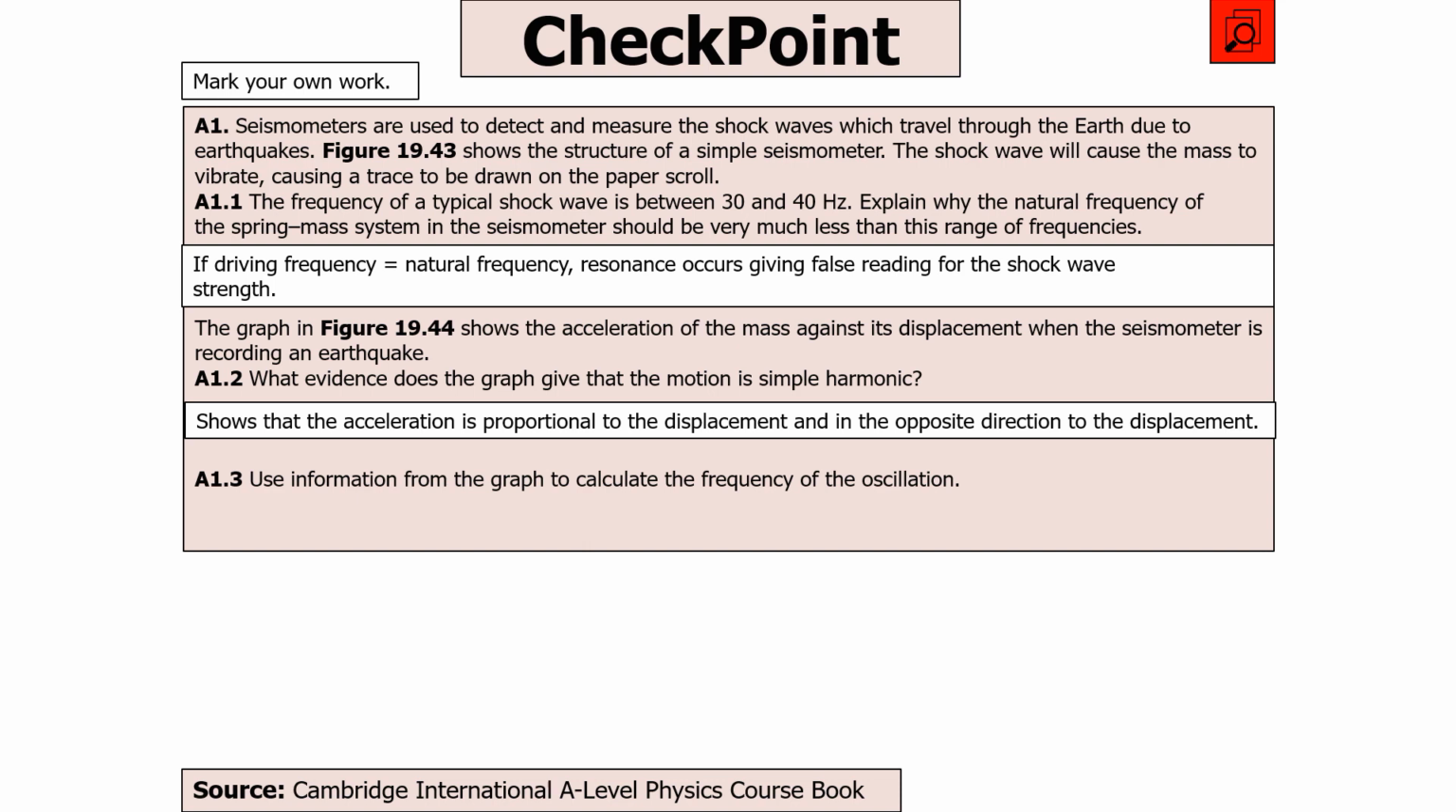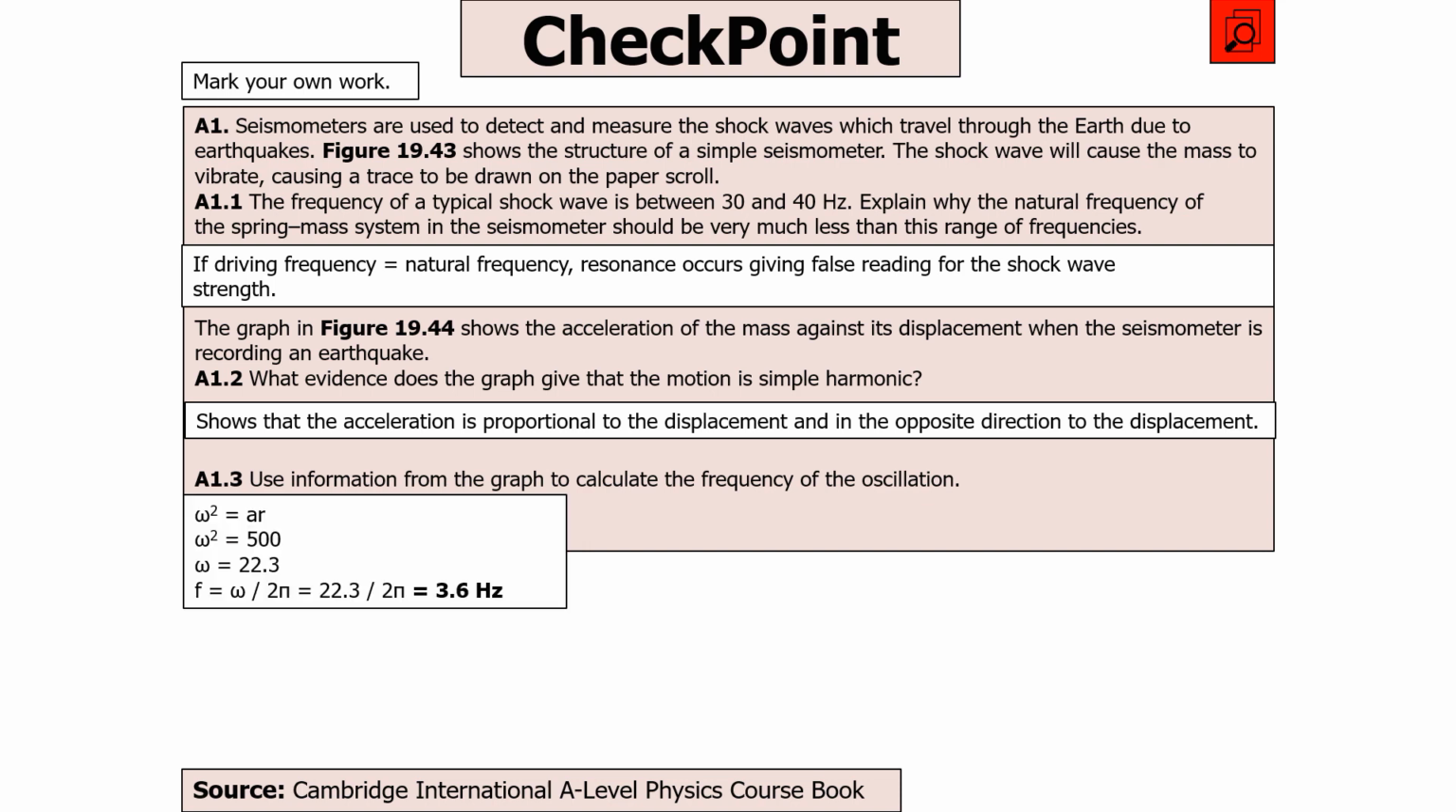Now, how could you work out the frequency of the oscillation? Well, we know that a is equal to omega squared times r, so therefore omega squared equals a over r. You pop in the values and work out omega to be 22.3. f equals omega over 2 pi, so it's going to equal 3.6 Hertz.